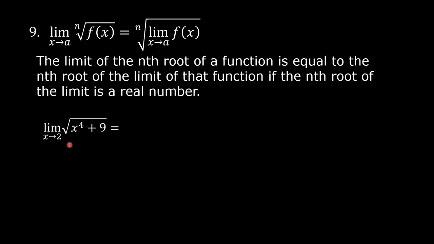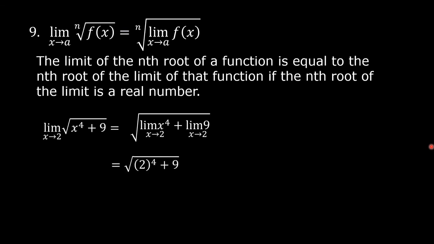Example, the limit of the square root of x raised to the exponent of 4 plus 9 as x approaches 2 is equal to the square root of the limit of x raised to the exponent of 4 as x approaches 2 plus the limit of 9 as x approaches 2. Now, this is equal to the square root of 2 raised to the exponent of 4 plus 9. Why 2? Because we replaced the x here by 2. And 9 is a constant, so the limit of 9 is 9.